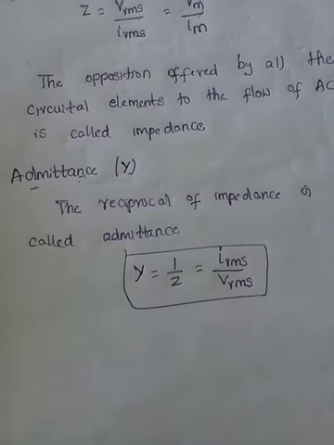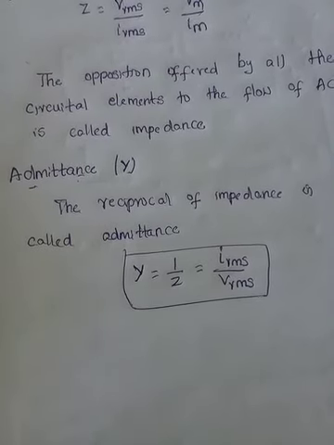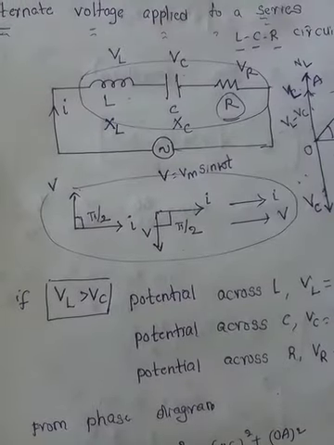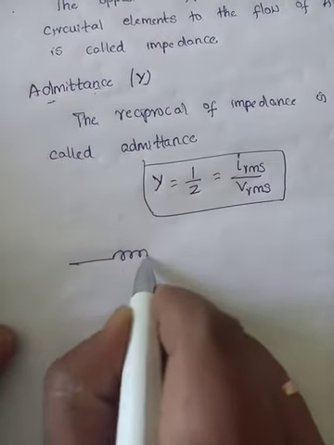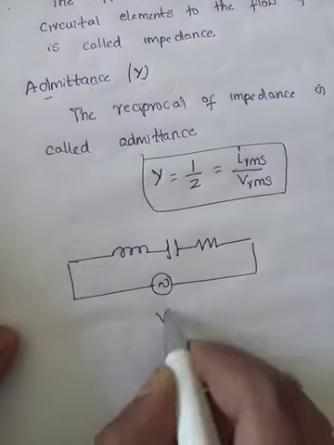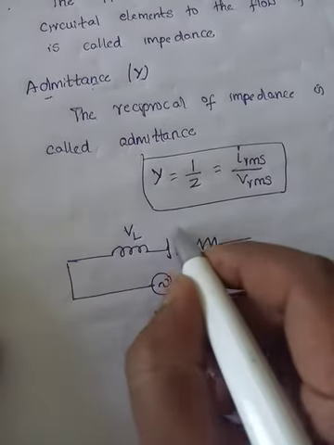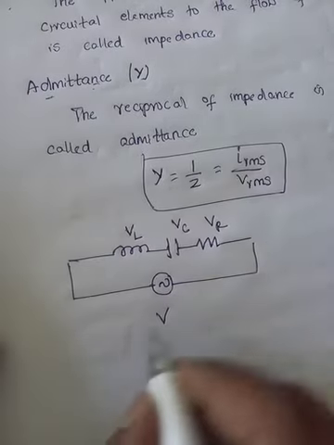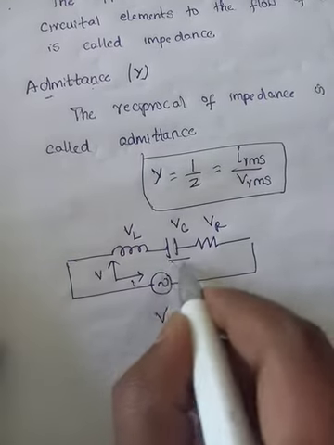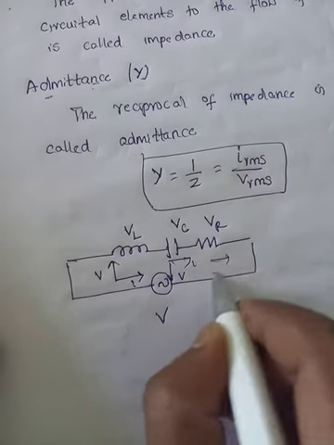So this is a very important question: alternating voltage applied to a series LCR circuit. It is a very simple concept: we take circuit elements connected in series, L, C and R, and apply some alternating voltage V. The voltage across inductance is VL, across capacitance is VC, and across resistance is VR. Here voltage leads current by 90 degrees, here it lags by 90 degrees, and here both are in the same direction.